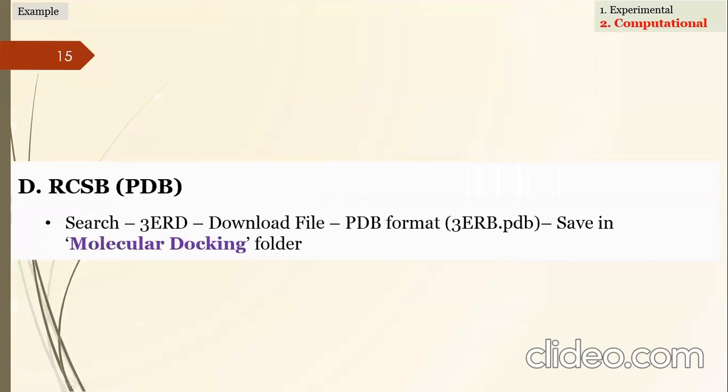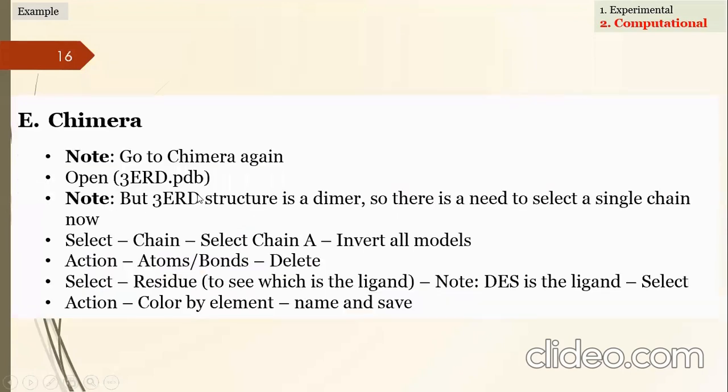This is the accession of a protein. And now for that, you need to go to the RCSB PDB website, click that and find 3ERD there. So you will see the structure there, and download that file in the PDB format. Save it in the molecular docking folder. Now, after saving the protein in PDB format from the RCSB PDB web page, open Chimera.